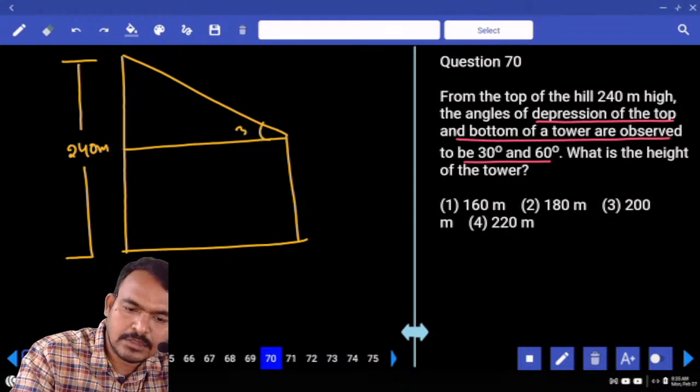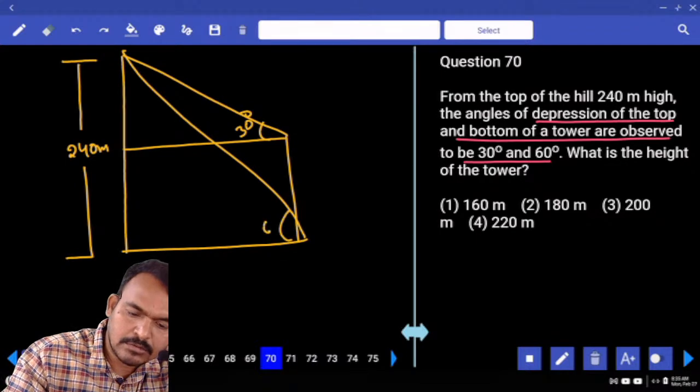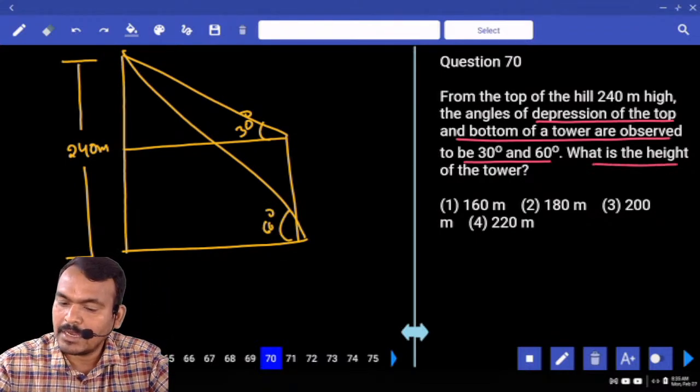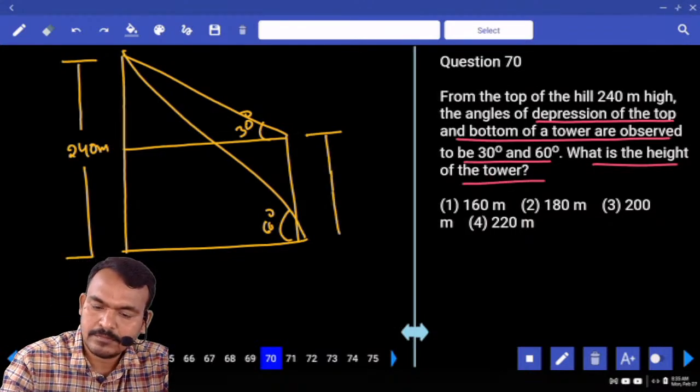One angle is how many degrees? 30. Another one is 60 degrees, or not? Okay. And what is the question here? What is the height of the tower? We require the height of this tower, or not?